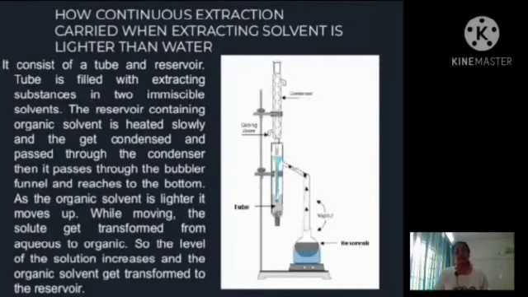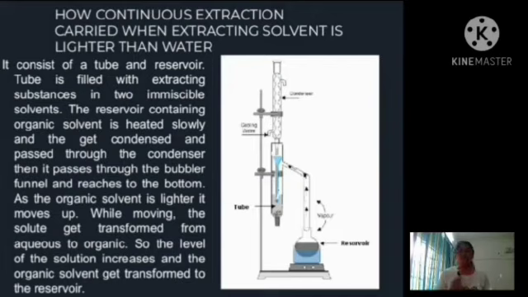Next, we can discuss how continuous extraction is carried out when the extracting solvent, that is, the organic solvent, is lighter than water. In this case also, it consists of a tube and a reservoir. The tube is filled with the aqueous solution containing the substances to be extracted, and the extracting solvent or organic solvent. The reservoir contains the same organic solvent as in the tube, and the tube is fitted with a condenser.